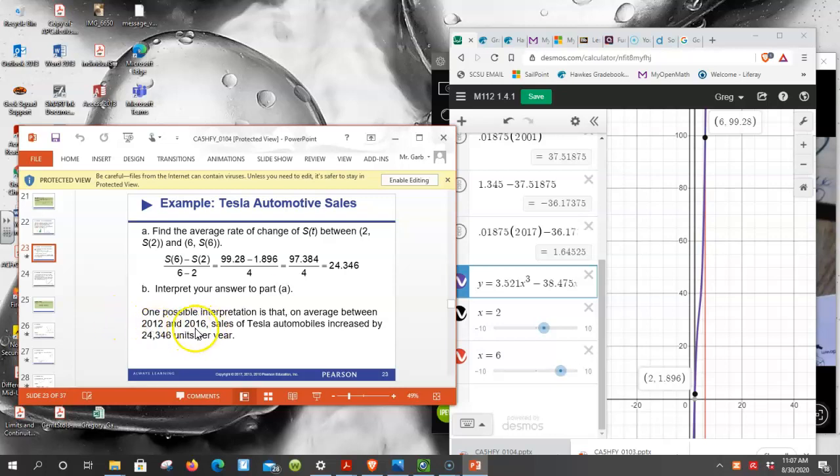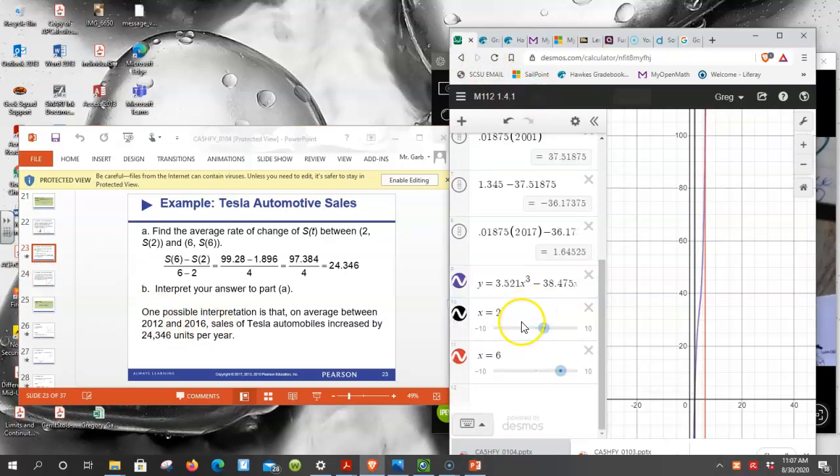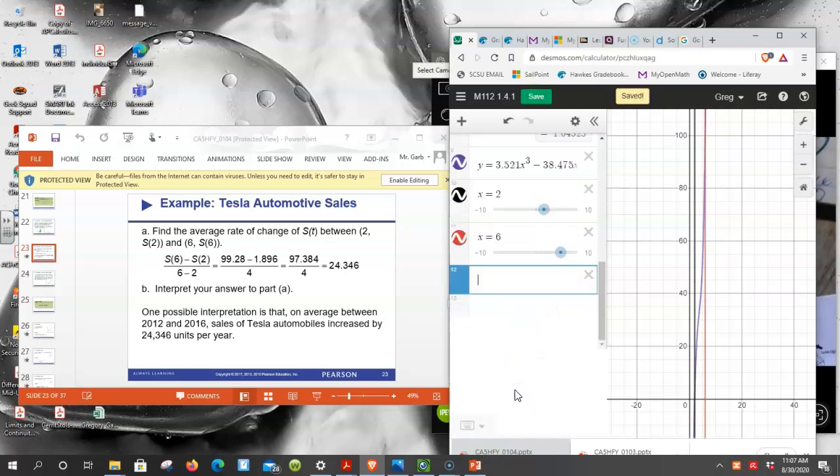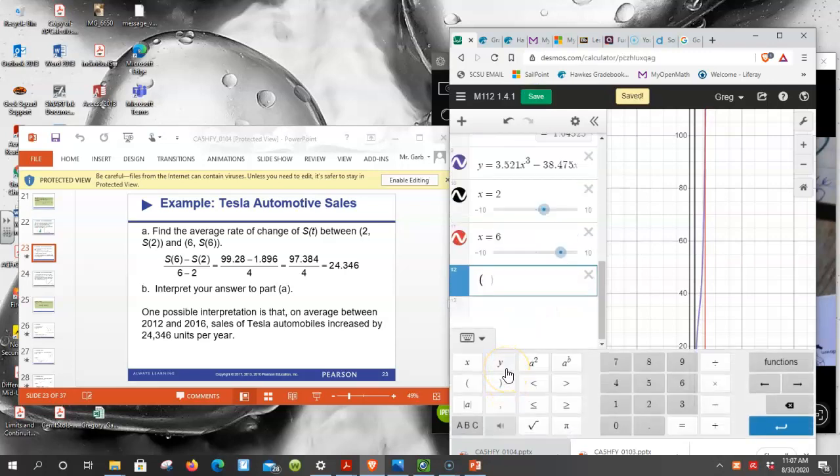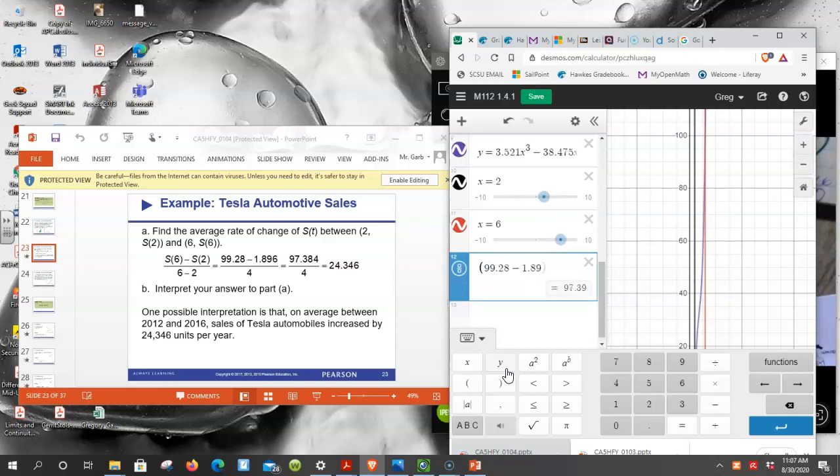All right. And why those years? Because that's the number of years after 2010. All right. So that's how you use that. So again, Desmos is a regular calculator, so you can do this. You could say, okay, 99.28 minus 1.896, just so you can see how it works, divided by 4, and you get the same answer. Okay, so Desmos works the same way.